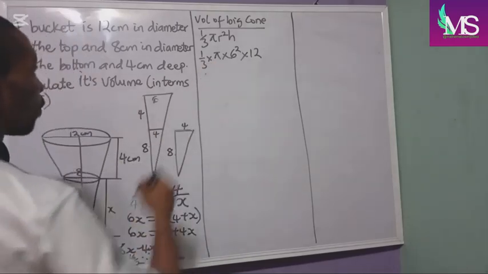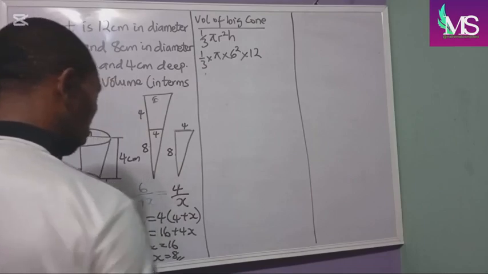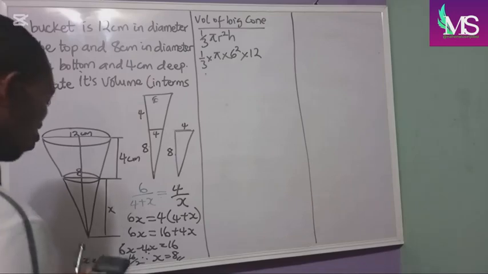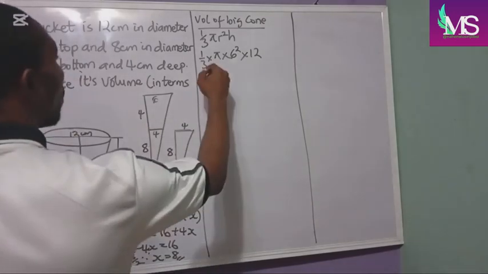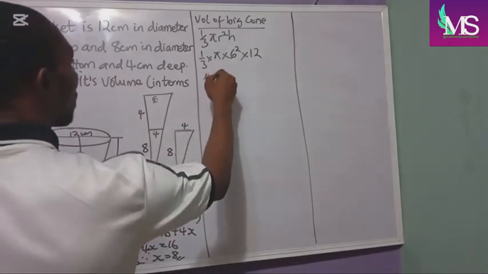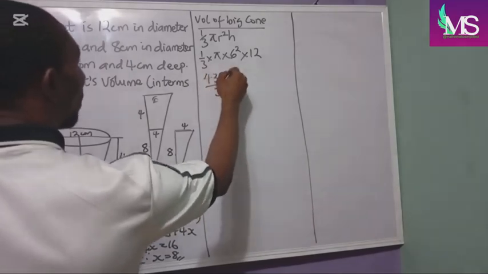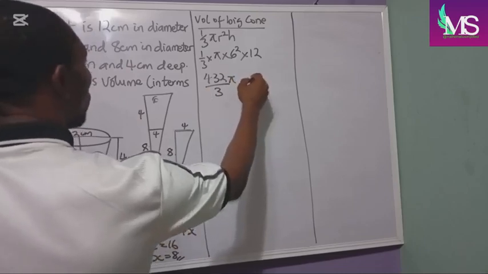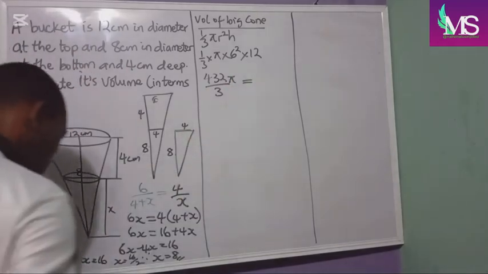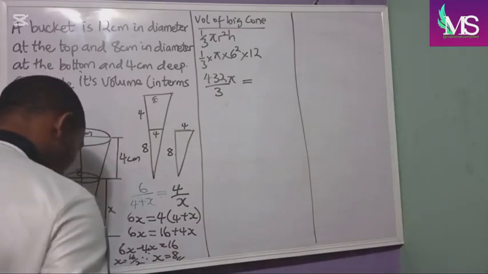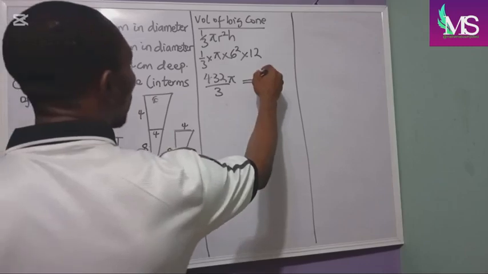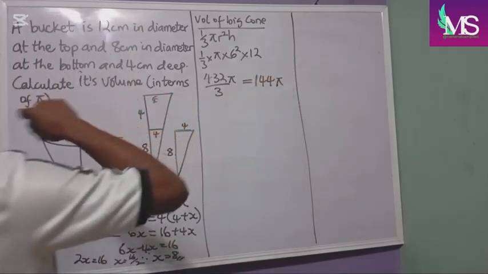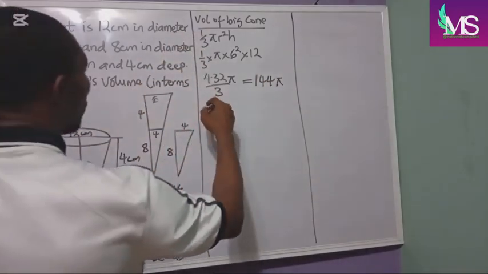So we are having 36 times 12, which will give us 432. 432 all over 3 pi. Now if we break this down, 432 divided by 3 will give us 144 pi. That's for the volume of the big cone.